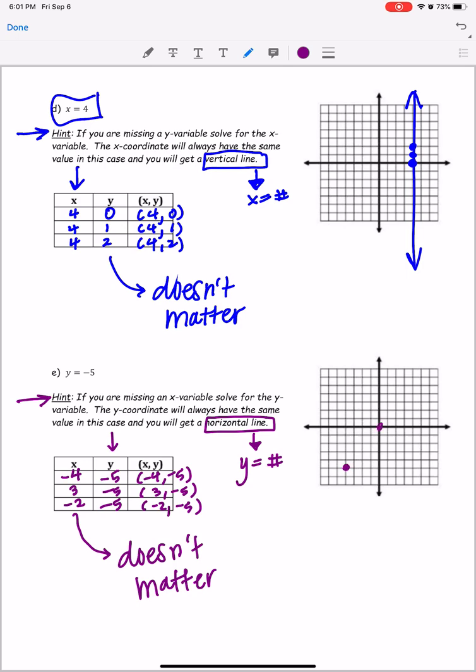Three, negative five from the origin. We're going 1, 2, 3. 1, 2, 3, 4, 5 down. And then negative 2, negative 5 from the origin. 1, 2 over. 1, 2, 3, 4, 5 down.